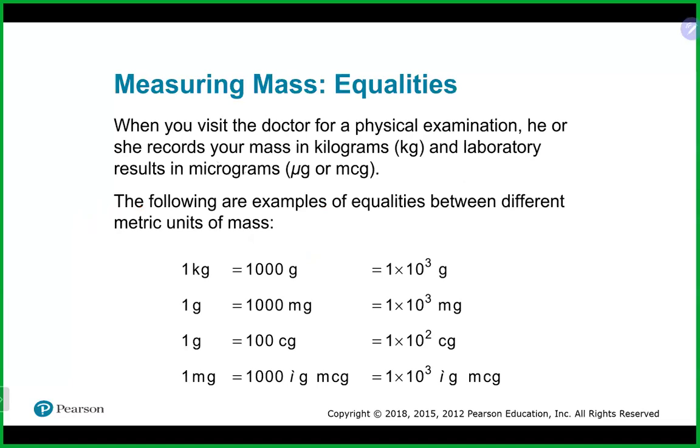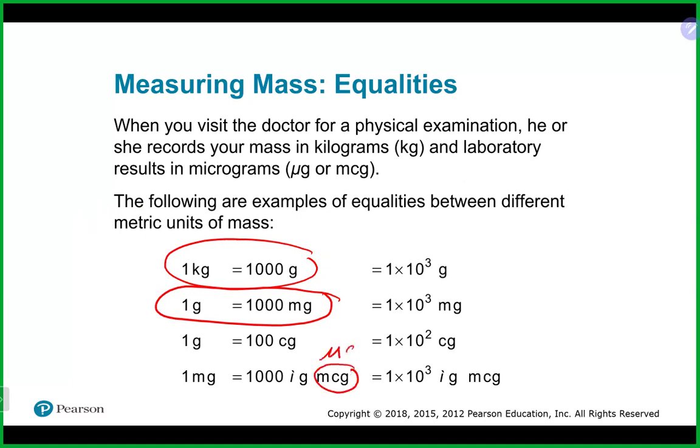Mass equalities that we probably run across a lot: kilogram, kilo is 1,000, so that's 1,000 grams, and a kilogram is something that we see a lot. 1 gram is also so many milligrams. Your book uses a weird symbol for micrograms. Most people use the micro symbol, but your book uses MCG. It always confuses me every time I see it. I'm like, what are they trying to do there? So I believe that's micrograms.